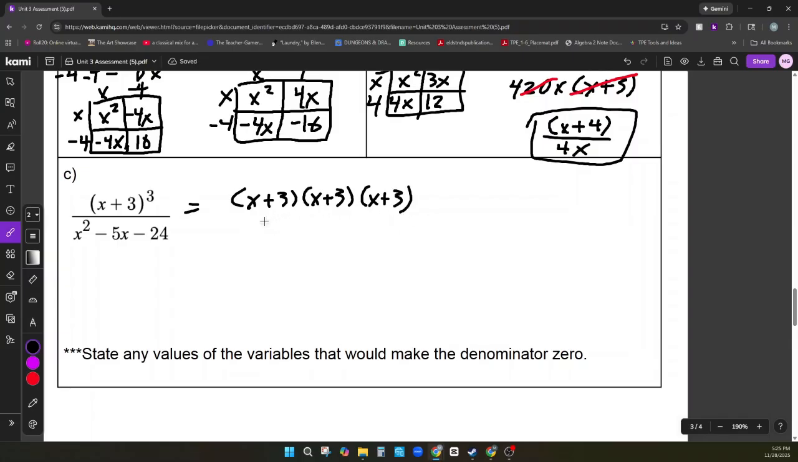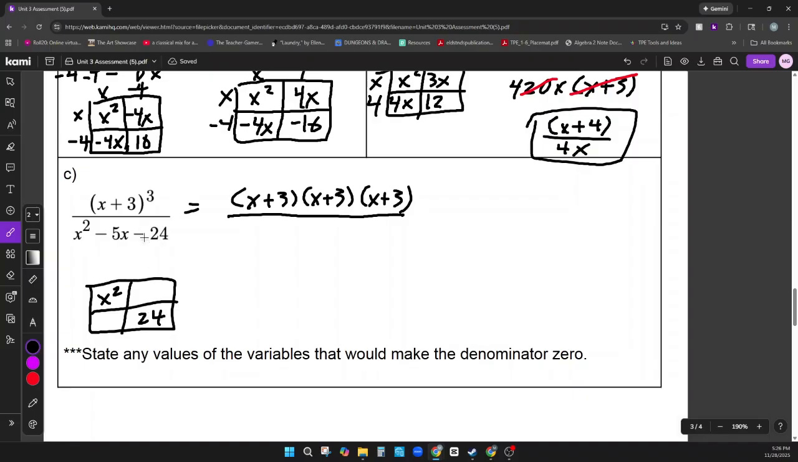The whole name of the game is trying to cancel. And when you have them in their factored form, in their parentheses form, that makes it easier to identify parts that I could factor. So all I need to do is factor my bottom part. So in this case, I would start with my box. Gives me x squared and 24.